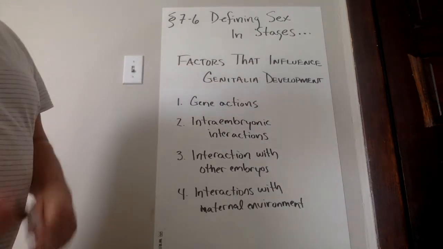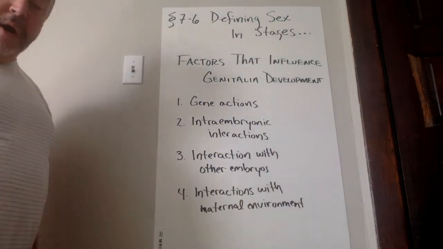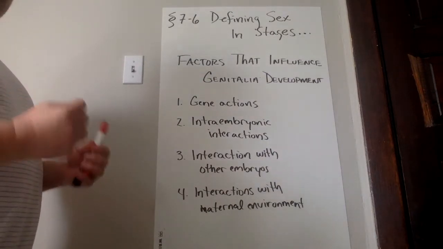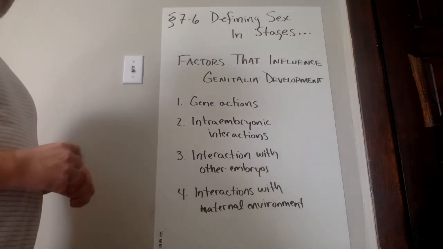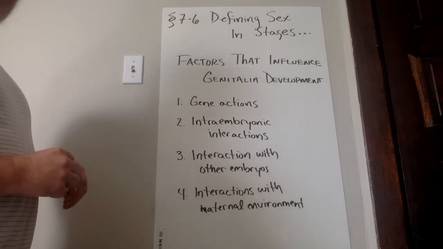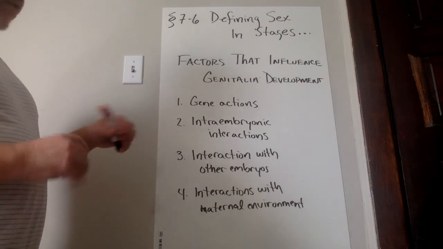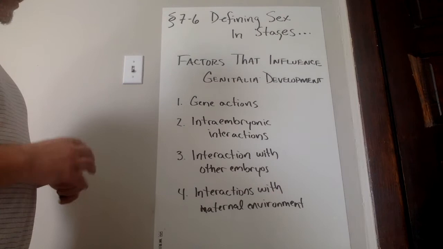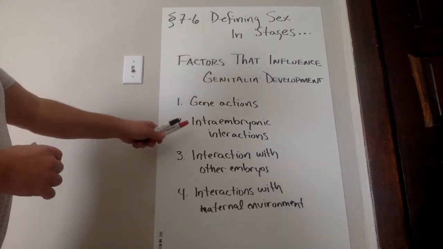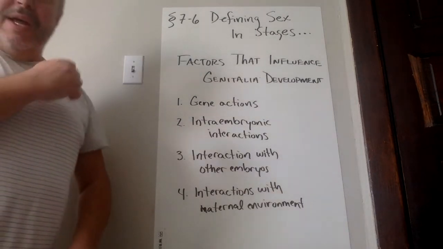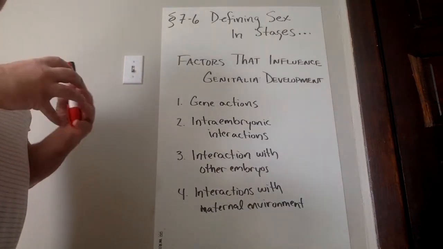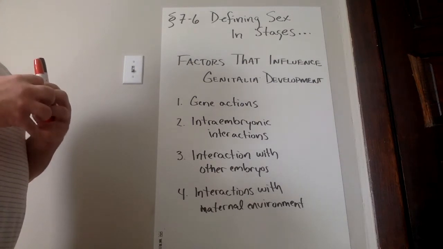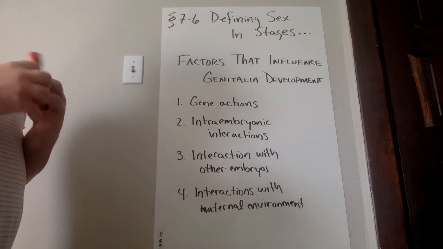So you have the gene interactions. Your chromosomes are chock full of different genes, and not only is it the genes that are on the sex chromosomes, but there are also some autosomal genes that are involved in sex development. So we often emphasize those that are on the Y, but there are autosomal genes involved as well. You can also have intra-embryonic interactions. They're how the different cells are communicating with each other within the embryo, which can also determine sex.